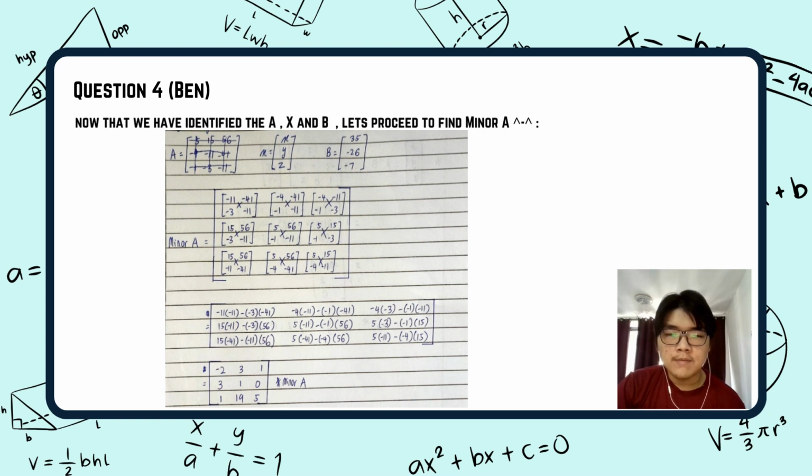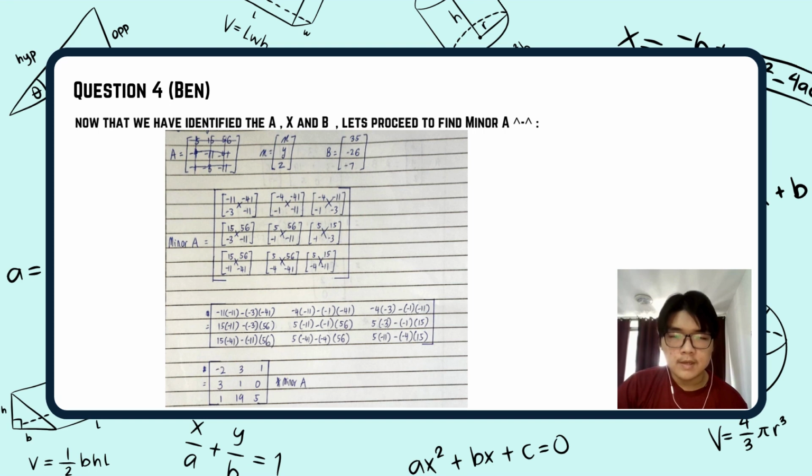Moving on, we'll be finding M12. We'll be looking at A12, which is 15. As usual, we'll be cutting by row and column. So we have -4, -1, -41, and -11 left inside. For the others, it is the same concept, just cut row by column, like M13. We look at A13, we have 56. We cut by row and column. So we have -4, -11, -1, and -3 left inside. For the others, it's the same concept.